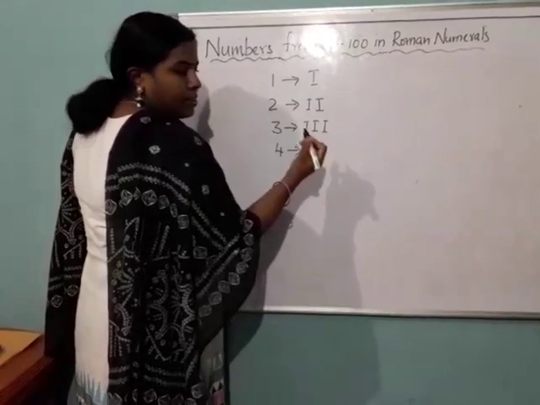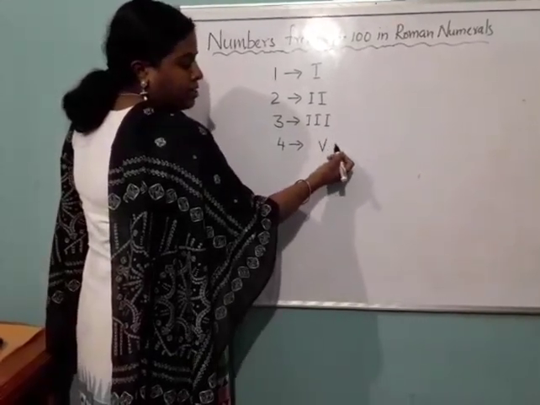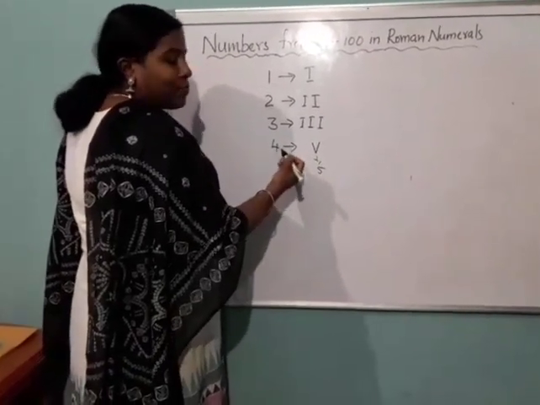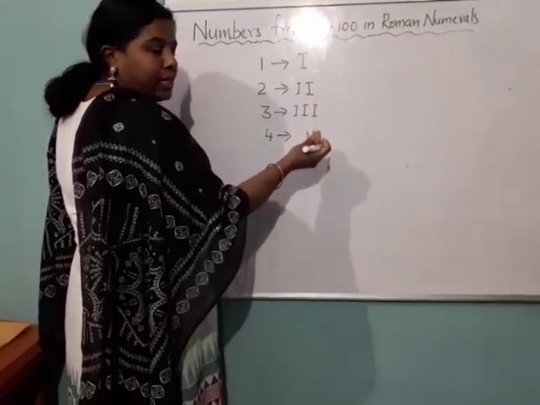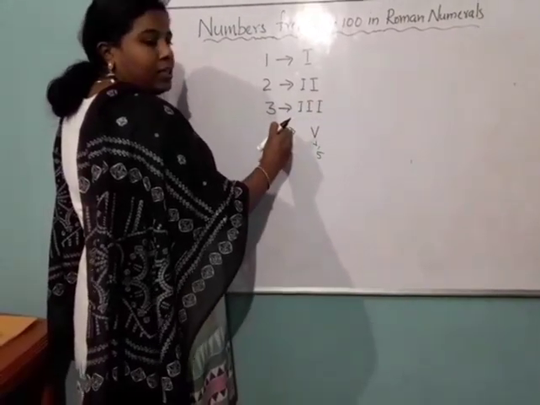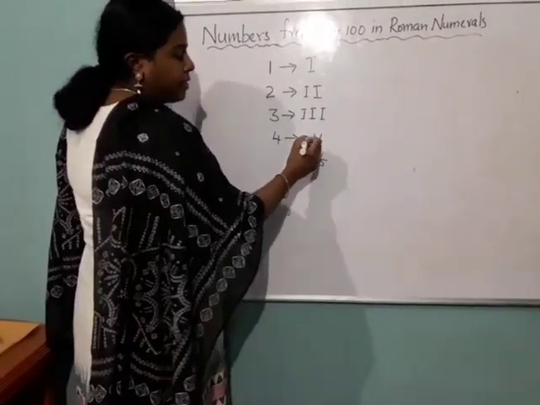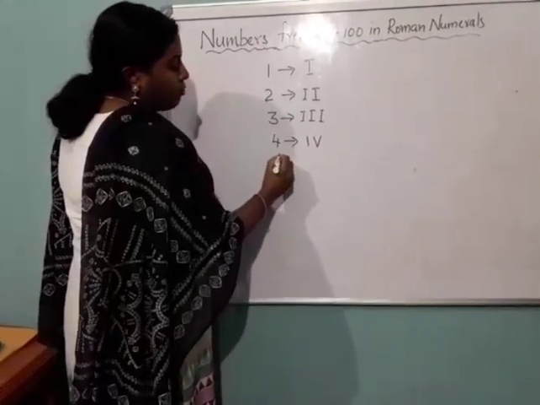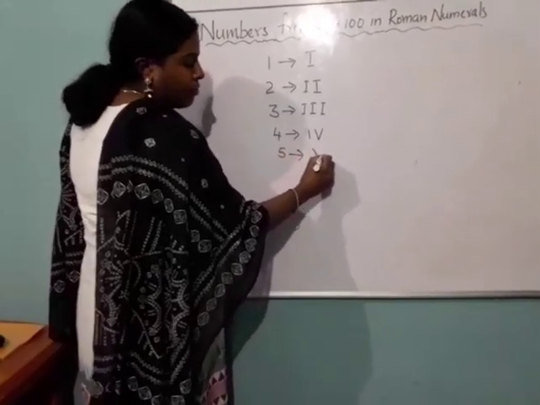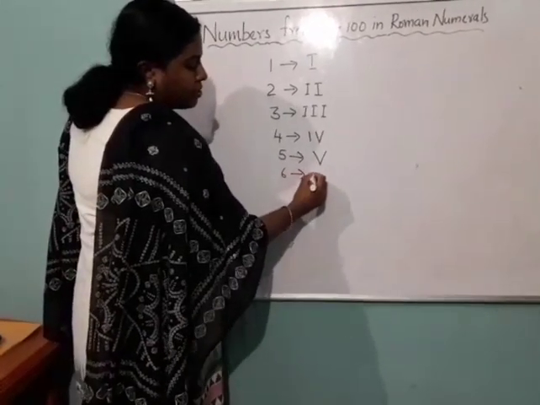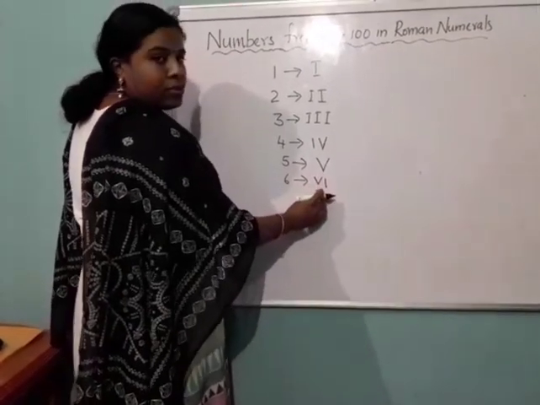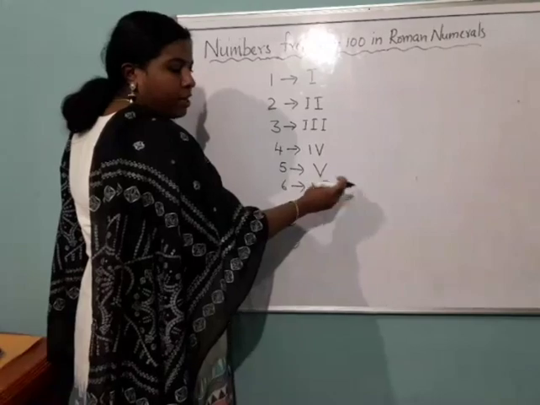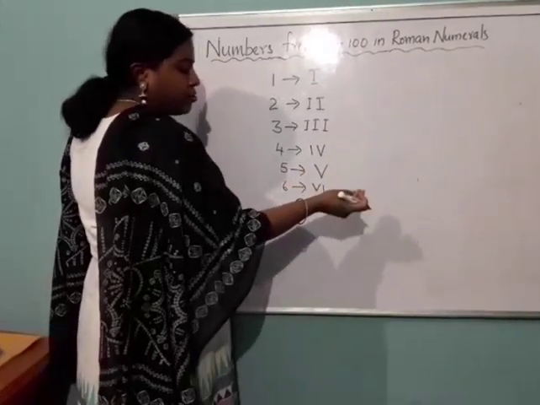Next symbol is V. We want to subtract 1 from the symbol because the value of V is 5. We want to subtract 1 from the number, which means we should write the smaller value before the greater value, on the left hand side. So I will write it here. So IV shows 4. Now for 5 we use the symbol V. For 6 we use the symbol VI. Here we use the rule of addition. So 5 plus 1. A smaller value written on the right hand side shows addition.